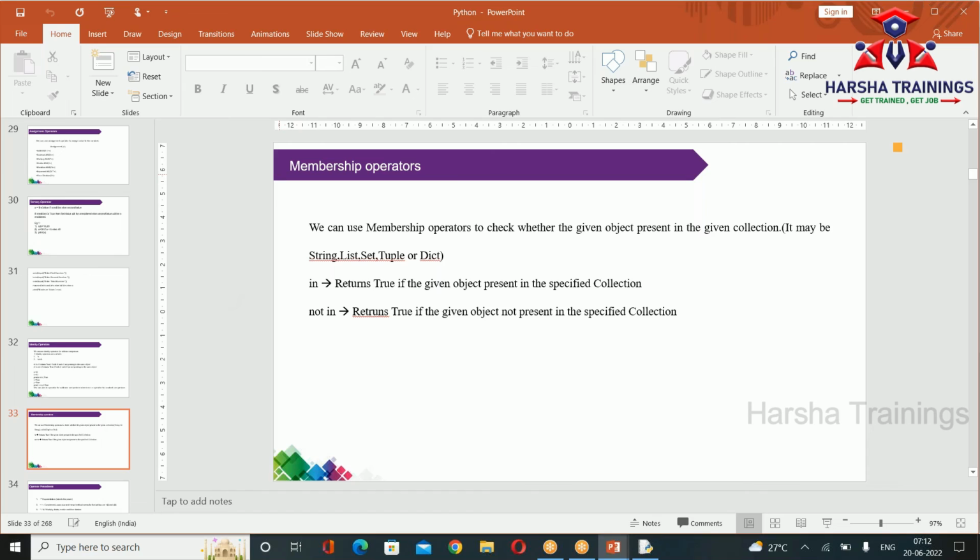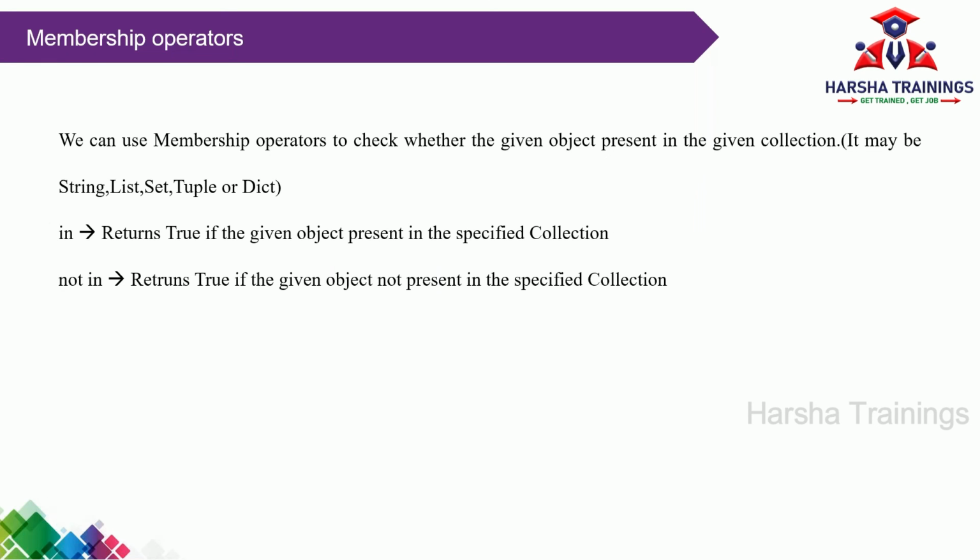I will explain this one. For example, consider a string. Your name is a string, my name is a string. Simply, any group of characters is called a string. Suppose welcome. Welcome is a string. Now the membership operator has two operators: one is in and another one is not in.